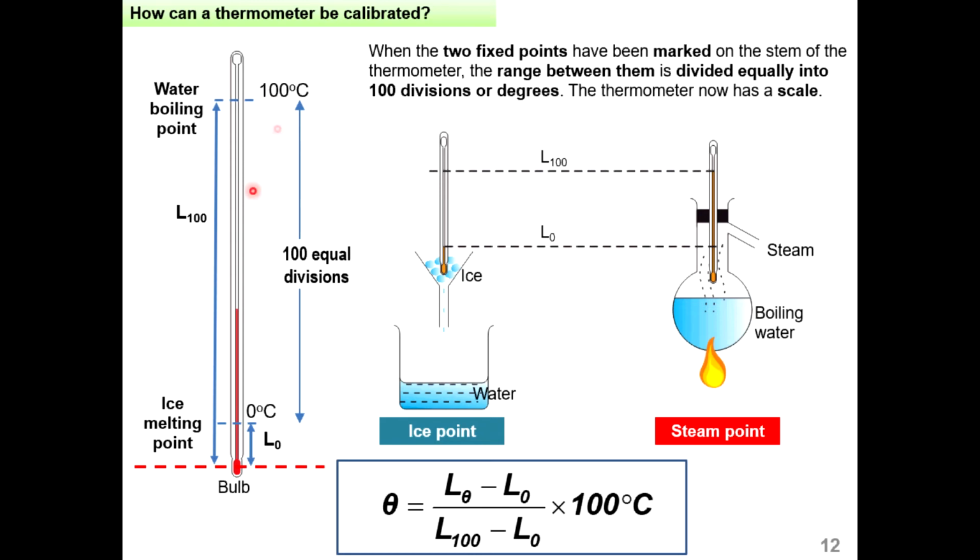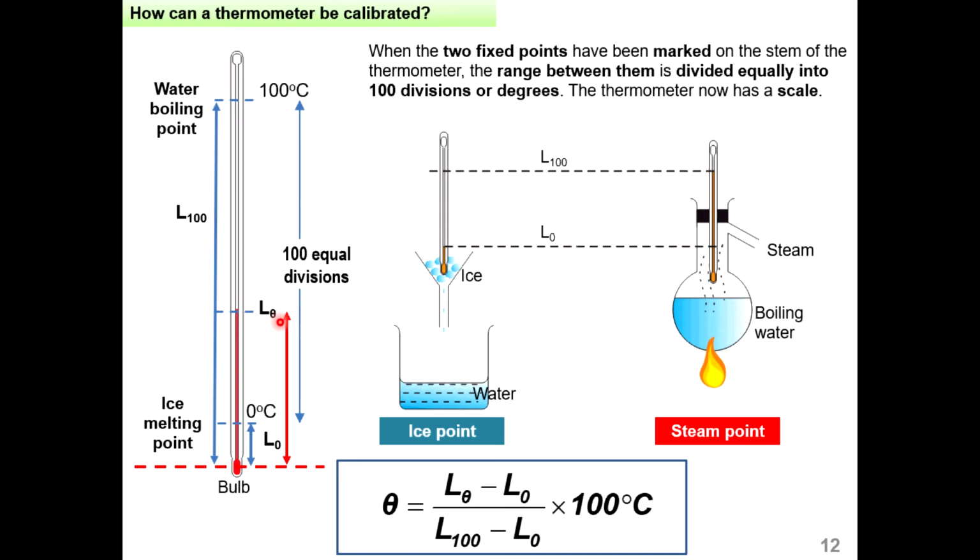So when we have the 2 points, we can subtract the length of the mercury when the temperature is 0 degrees Celsius from the length when the temperature is 100 degrees Celsius. The length in between, you can divide into 100 equal divisions, hence you can calibrate it already. Let's say when you use the thermometer to measure the unknown solution, the length of the mercury increases until this level, so you can read this from the scale of the thermometer.